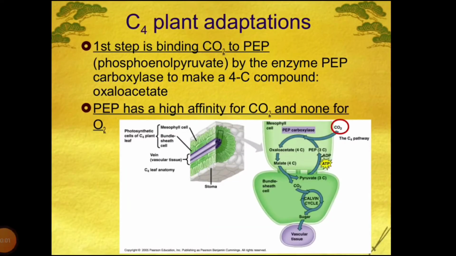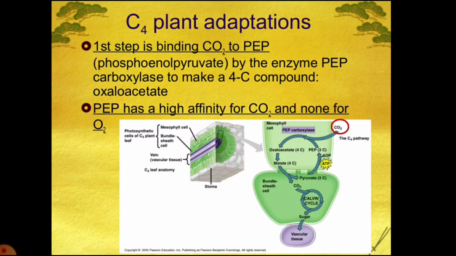The primary carbon dioxide acceptor is a 3-carbon molecule, phosphoenol pyruvate, and is present in the mesophyll cells. The enzyme responsible for this fixation is phosphoenol pyruvate carboxylase, or PEPcase. It is important to register that the mesophyll cells lack the Rubisco enzyme. The C4 acid oxaloacetic acid is formed in the mesophyll cell.